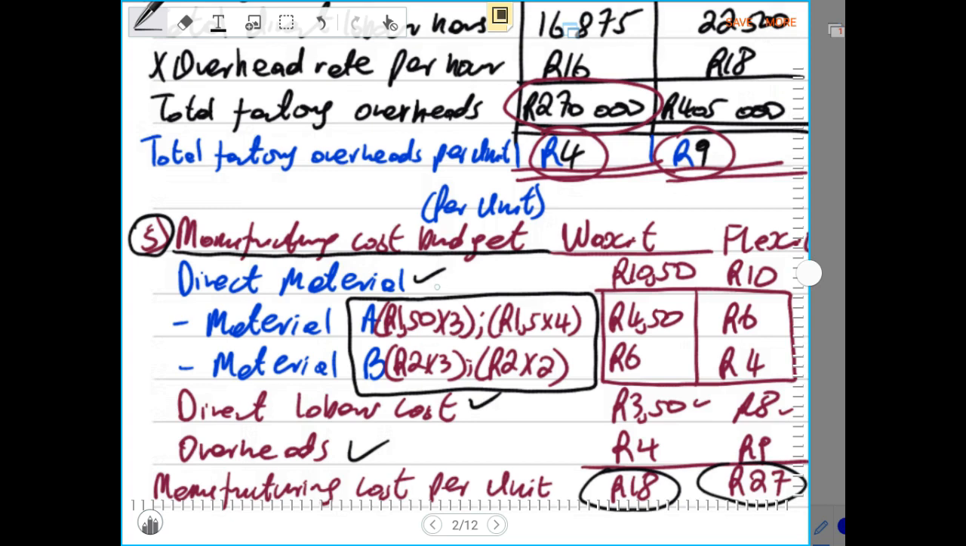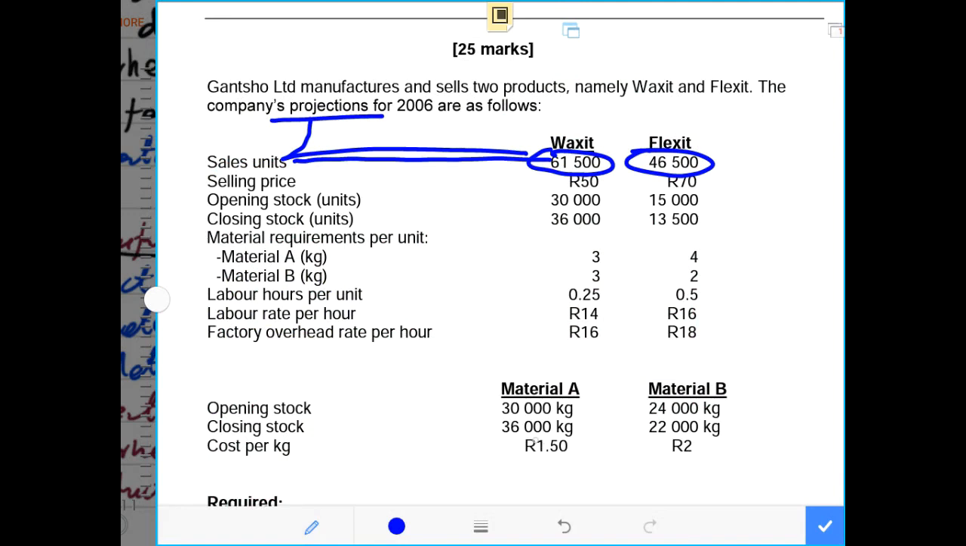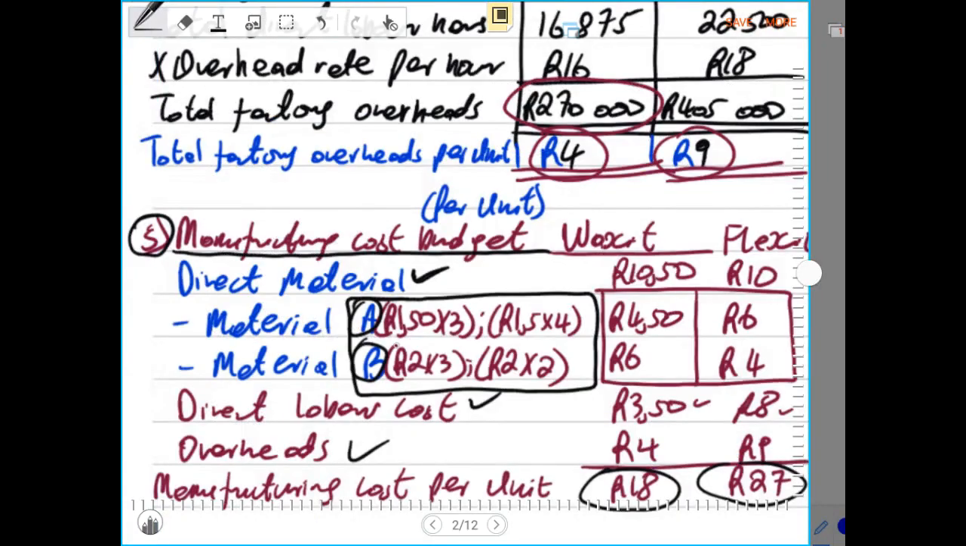And we said that we have two materials in this case: material A and material B. Material A is bought at a specific price, and material B is also bought at a specific price. The price of material A is 150 cents, and the price of material B is 2 Rand. Then how many kgs of material A are needed to manufacture product Wexit?